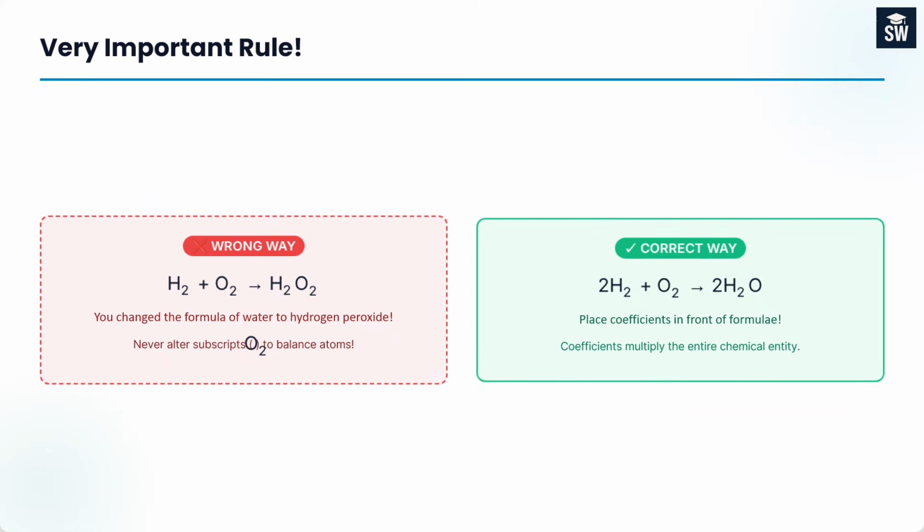Now let's consider an important rule. For example, whatever is given here is a wrong way of balancing, and this will be the correct way. आपको जो दो ऑक्सीजन ऐड करना था, वो उस ऑक्सीजन को ऐड नहीं करना, you have to give it at the coefficient level, as a coefficient in front of the compound.